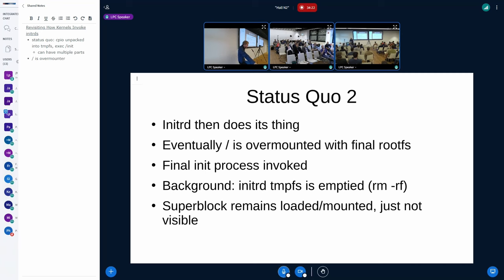In the background, we then empty the tempfs of the initrd, right? Like there's basically rm -rf running. And for the rest of the time, the superblock of the TempFS stays pinned, right? Like it stays around. It's hopefully empty, but just hopefully. Nobody knows if, and in some cases, like if you use plumbers or something like this, there will be resources staying pinned. It's kind of weird. However, it's not really visible, right? Like because it's overmounted, it's kind of there, but also you don't see it.